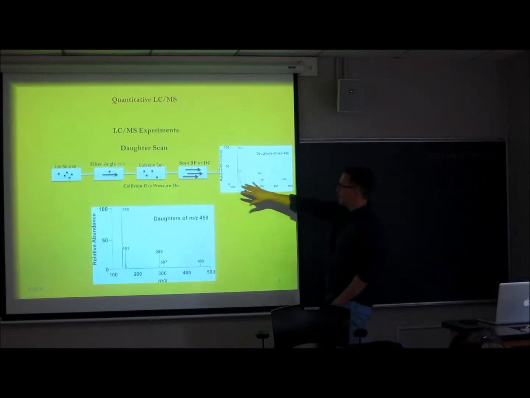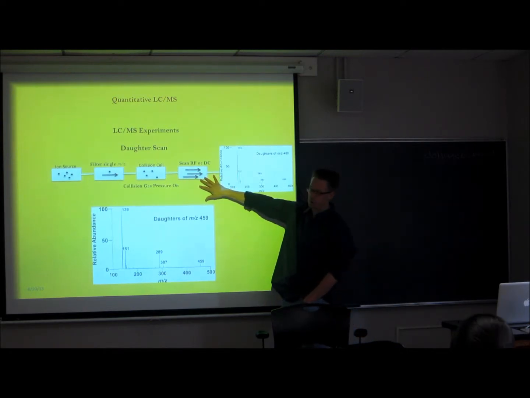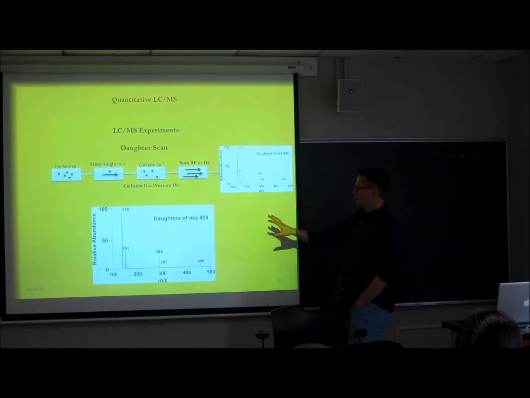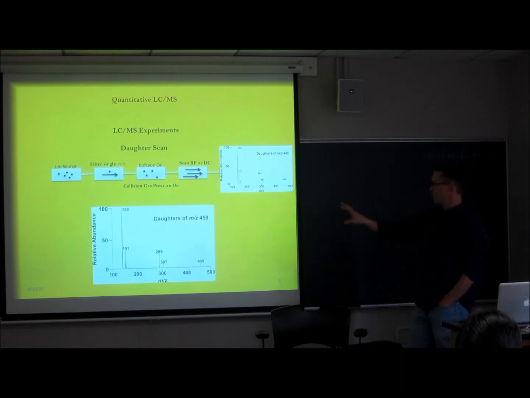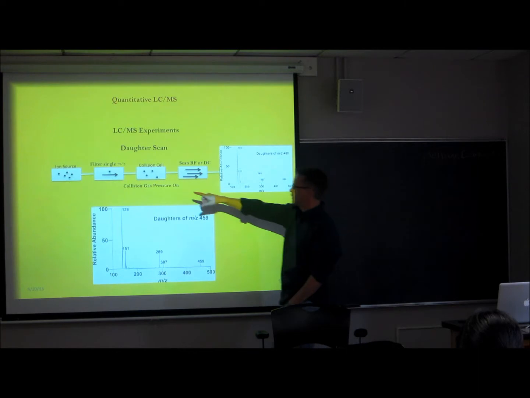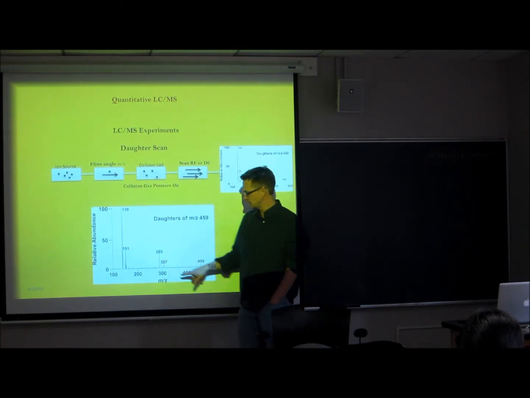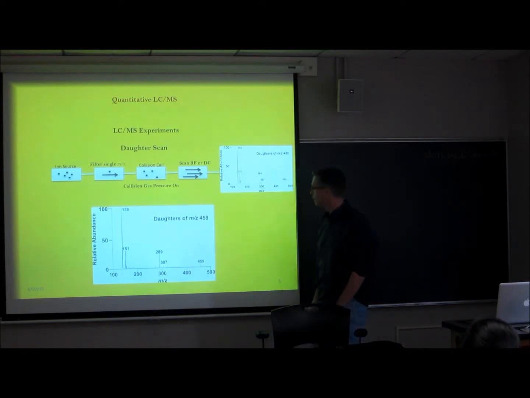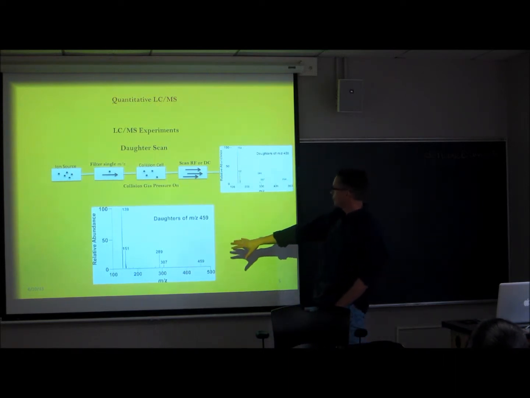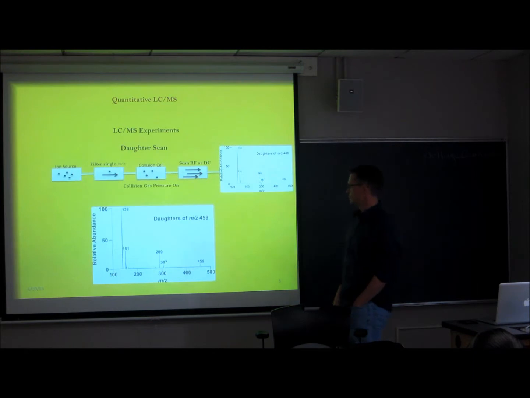And then we're going to scan the second mass analyzer, or the third quadrupole, and get a full mass spectrum that results from fragmenting that parent ion. And because we're only filtering through that single ion here, we know all of the peaks we see in the daughter ion scan are going to be specific to that compound. When you do that and get a full mass spectrum, you get a mass spectrum such as that shown here.